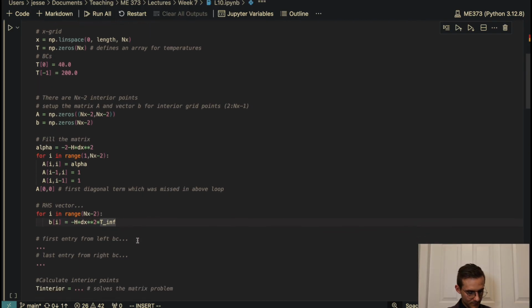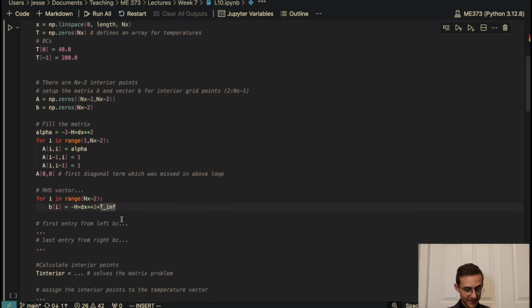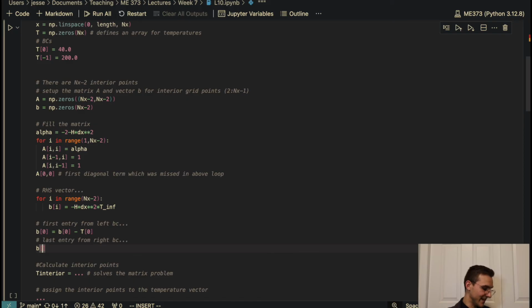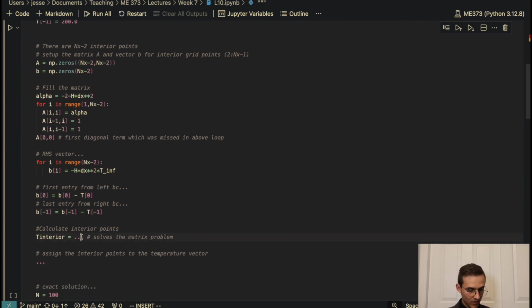And so anyways, we proceed. We set our right hand side vector elements to be the value that they should be, and then we alter the first and last entry accordingly, since we know what the boundary values are. So this is just the first and last equation containing the known boundary values. Okay, so the last is just going to be b indexed at minus 1 minus t indexed at minus 1.